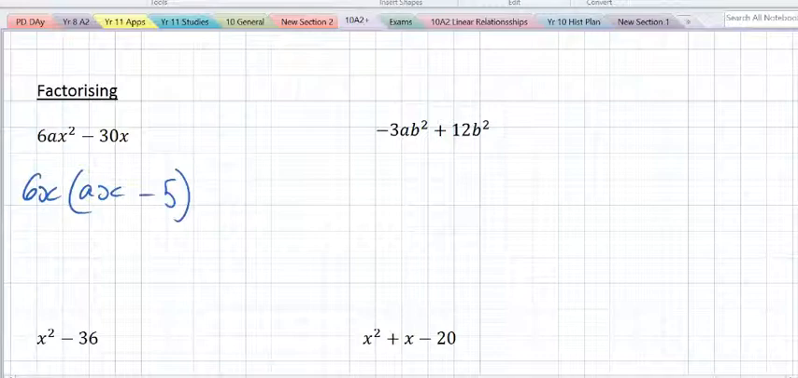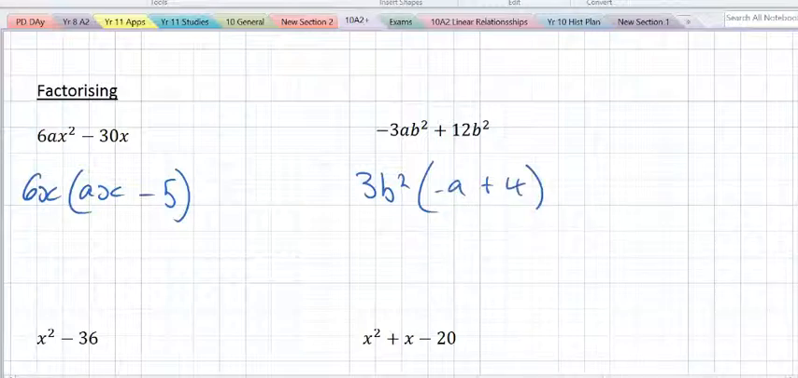In which case, what comes out of both of this one? The a b squared can come out. Good. What else? 3. Good, 3. So if we take 3b squared out, what are we left with? Negative a. And? Negative a plus 4. Nice.